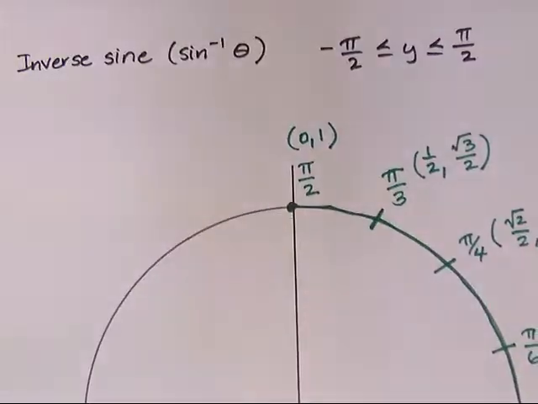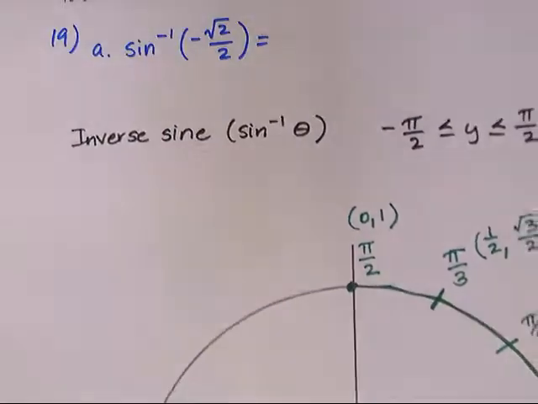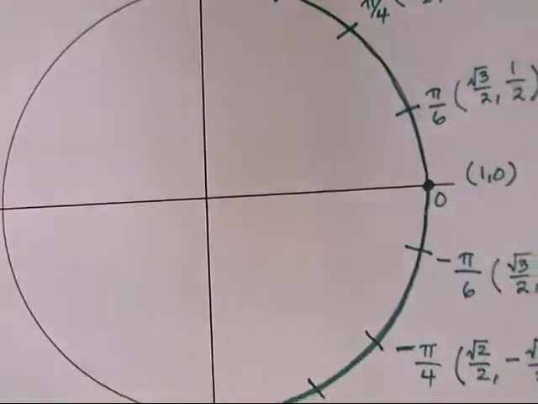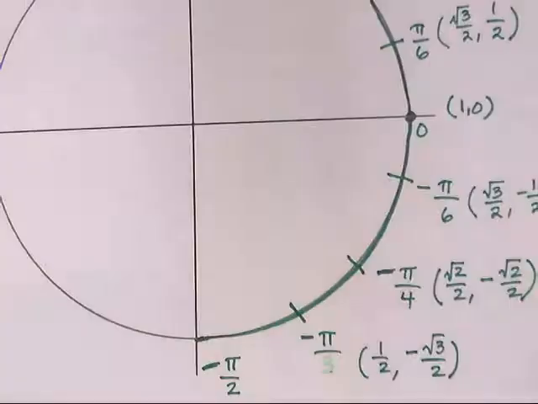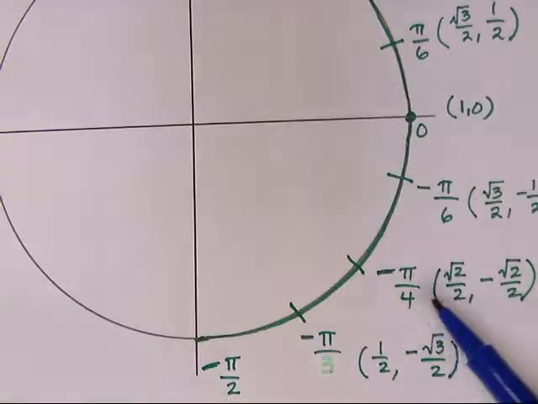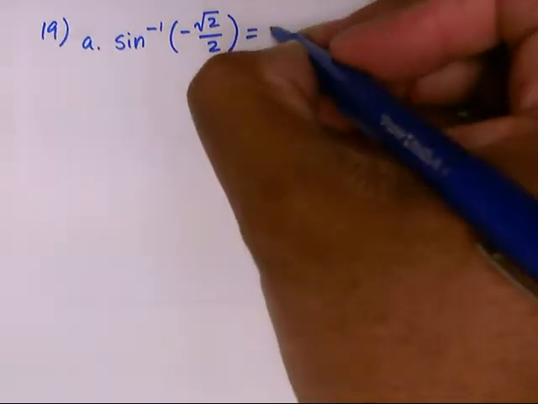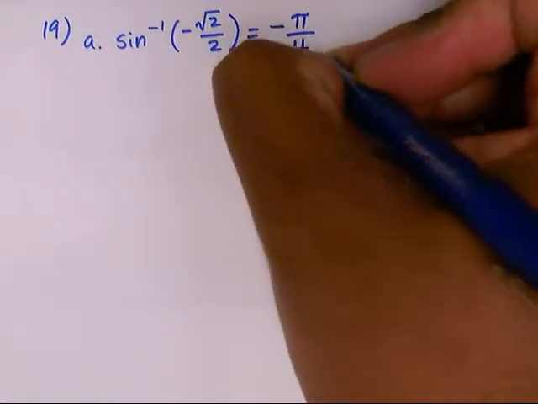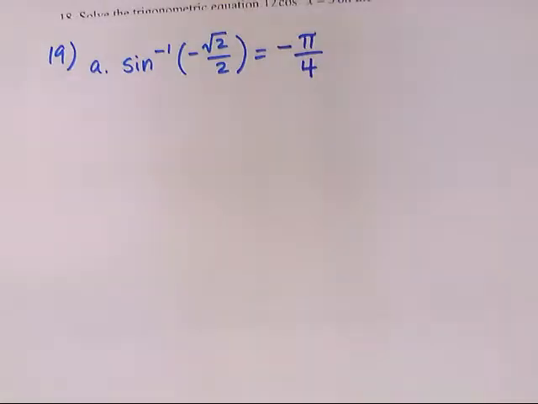And in this case right here, this is the inverse sine, and we're dealing with negative square root of 2 over 2. So we need a y coordinate here where it's negative square root of 2 over 2. And it's right here, because that y coordinate represents the sine. And the angle where the sine is negative square root of 2 over 2 would be negative pi over 4. Okay? So the inverse sine of negative square root of 2 over 2 would be negative pi fourths.